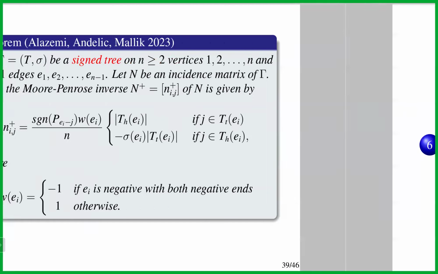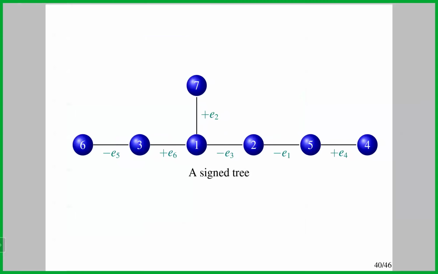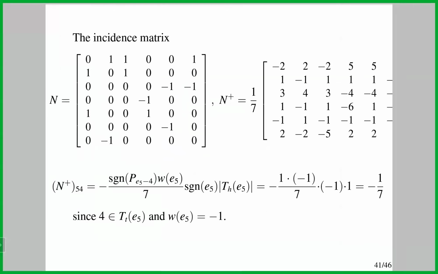So I'll give you an example. If you look at this sign tree, this tree is the smallest asymmetric tree, and I randomly chose positive or negative edges. So maybe look at the left side, edge 5 between 6 and 3, and we want to know row 5, which corresponds to edge 5. So if you look at the 5, 4 entry, that means you are looking at the 5, 4 entry of N plus. And if you look at it, the 5, 4 entry is -1/7.